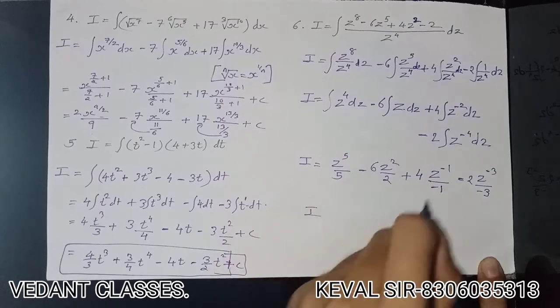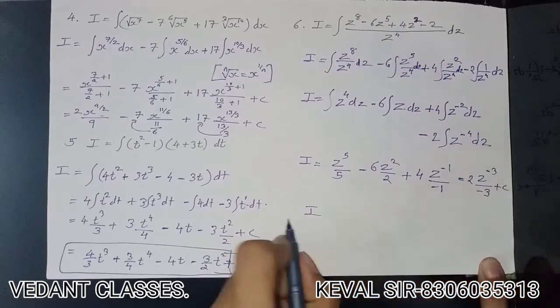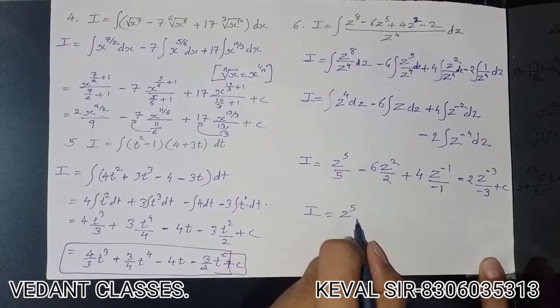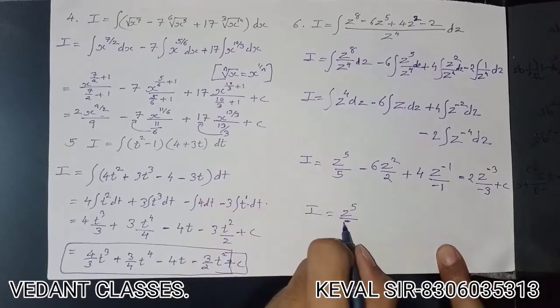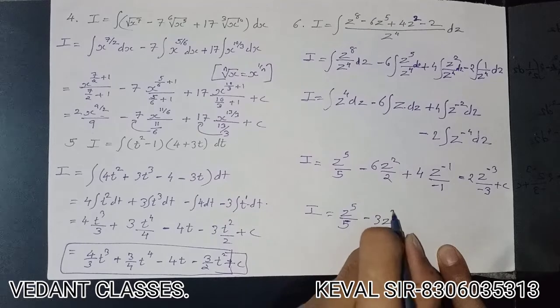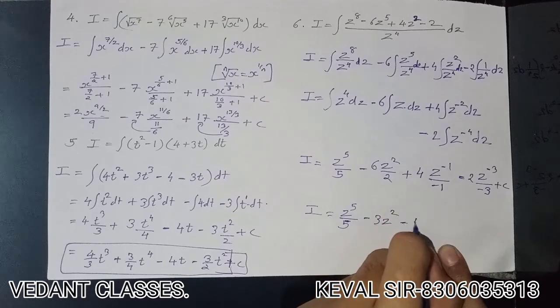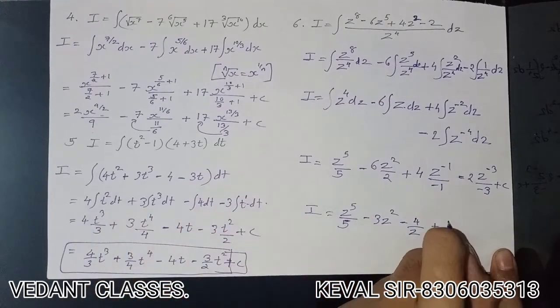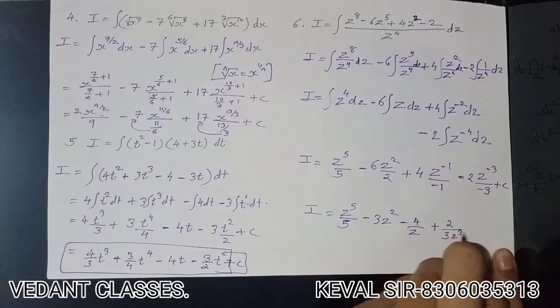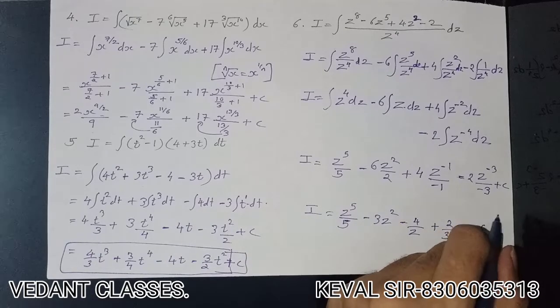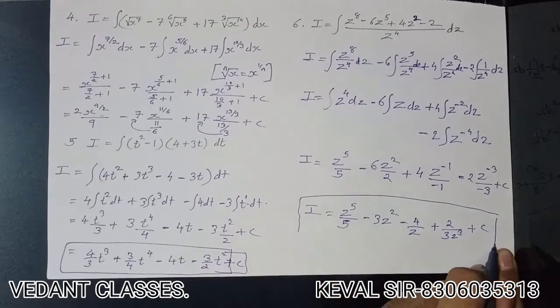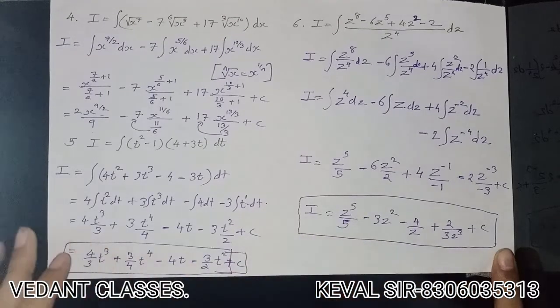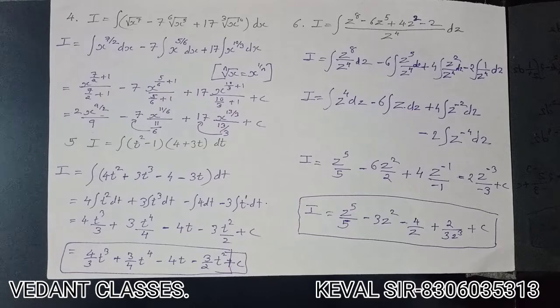Okay, so plus c, so it will be z raised to 5 upon 5, then this will be 3z square, this will be minus 4 by z, this will be minus of minus, that will be plus, and 2 by 3z cube plus c. So this will be its answer. So just apply the basic rules and remember the formula. Okay, just you need to apply the formula.